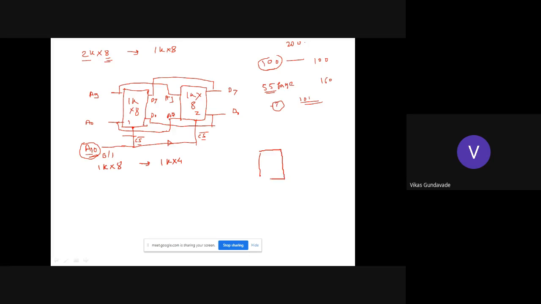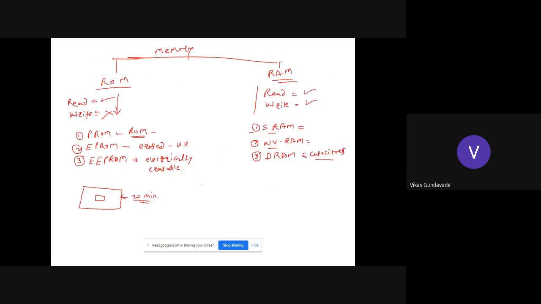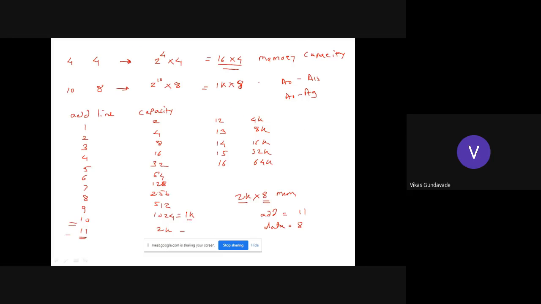Let's assume this is the first 1K memory and this is the second 1K memory. Both are 1K by 4. Now for 1K, how many address lines are required? A0 to A9. This A0 to A9 will be common for both the memory chips. Like the previous example, for 1K, 10 lines are required.